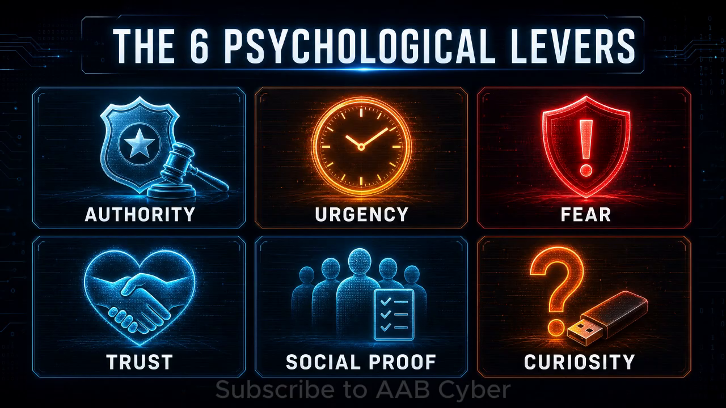Authority, impersonating a boss, a police officer, or an IT admin, so the target complies without question. Urgency, act now or your account will be suspended. Panic short-circuits careful thinking. Fear, threatening consequences like legal trouble or job loss to force compliance. Trust and liking, building rapport or impersonating a familiar, friendly contact. Social proof, everyone else on the team already did this. And curiosity, an irresistible subject line, or an unlabeled USB drive left in plain sight. 6 levers. Learn them, and phishing emails start to look a lot more obvious.